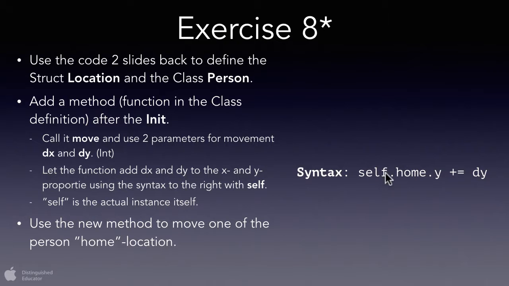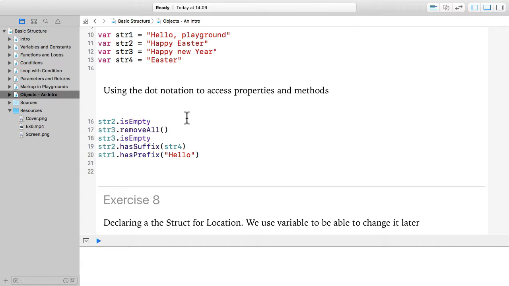self.home.y, to that you should add dy. And then use the new method to move one of the person's home location. Okay, you might want to try this yourself first, but if you want me to explain it for you, I do it right now.